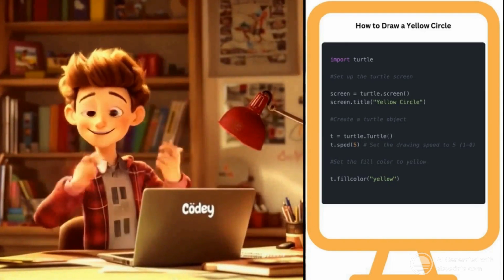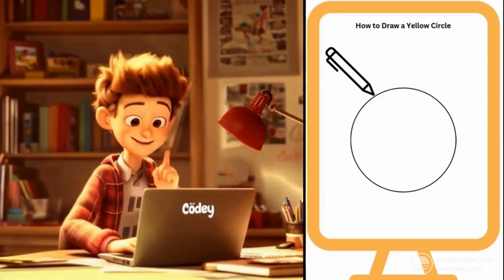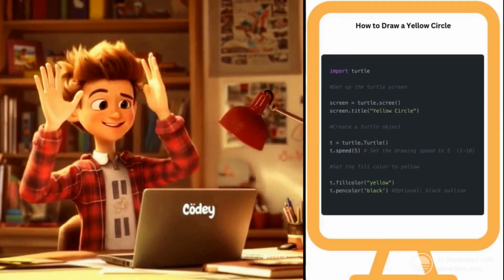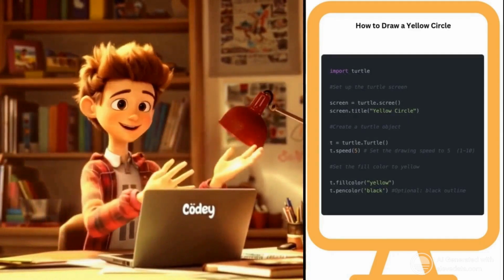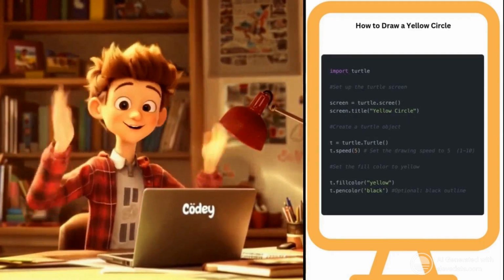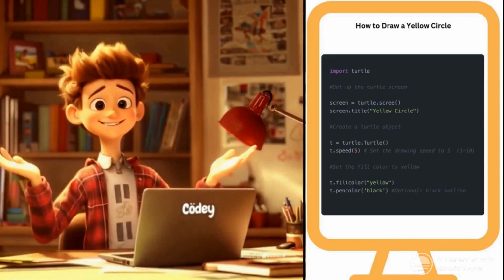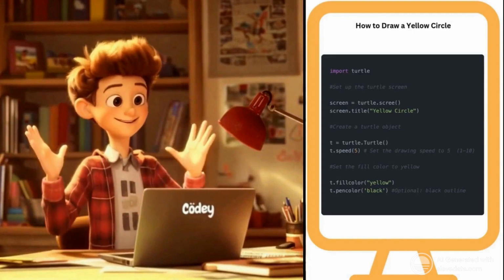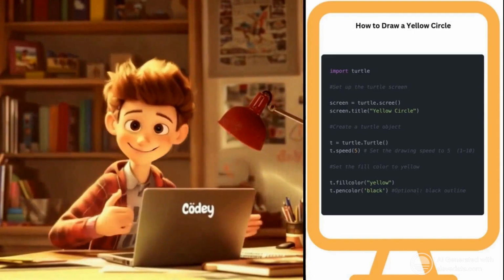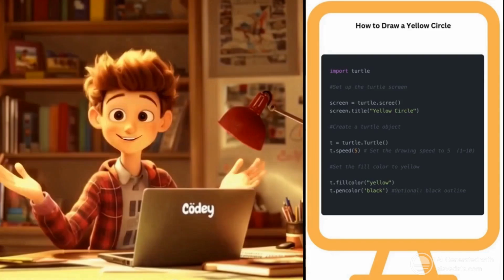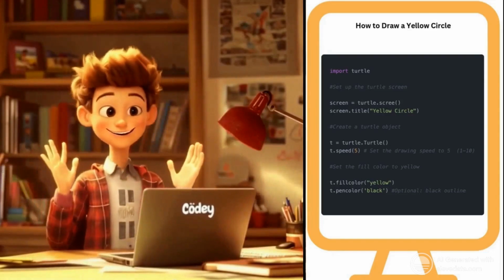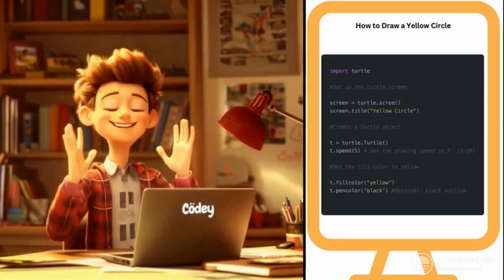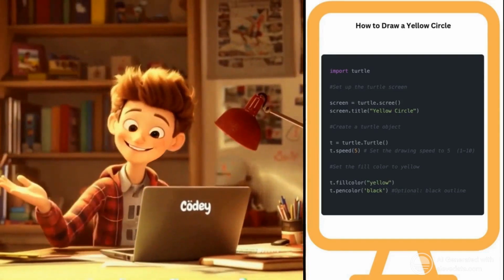And we want the outside line to be black so it stands out nicely. That's the t.pencolor("black") part, like outlining your artwork with a marker. Your turn to add some color. Type t.fillcolor("yellow") and t.pencolor("black").